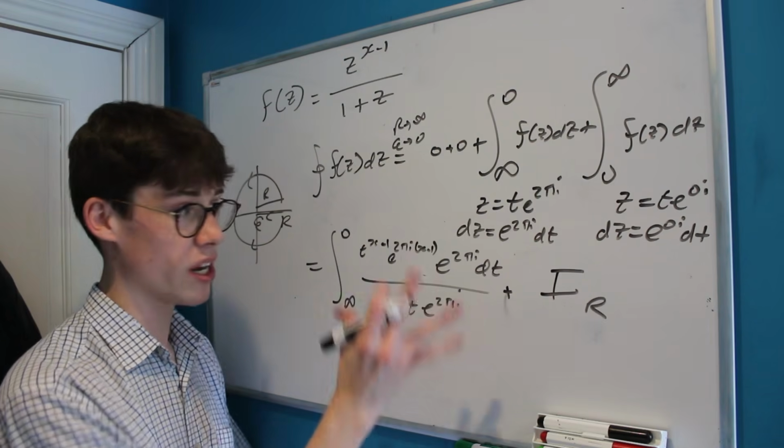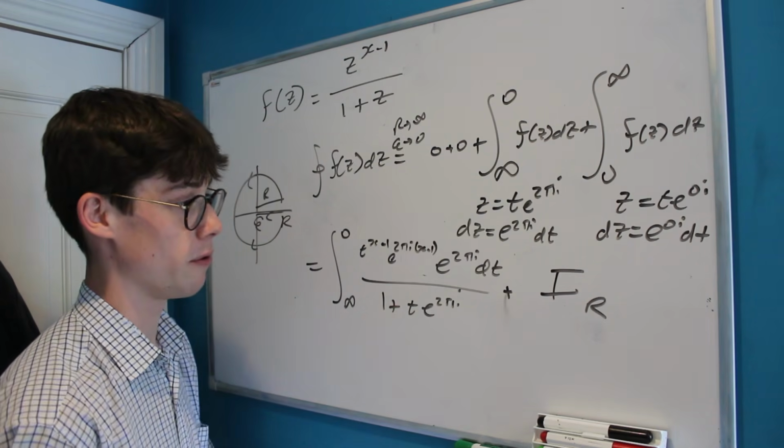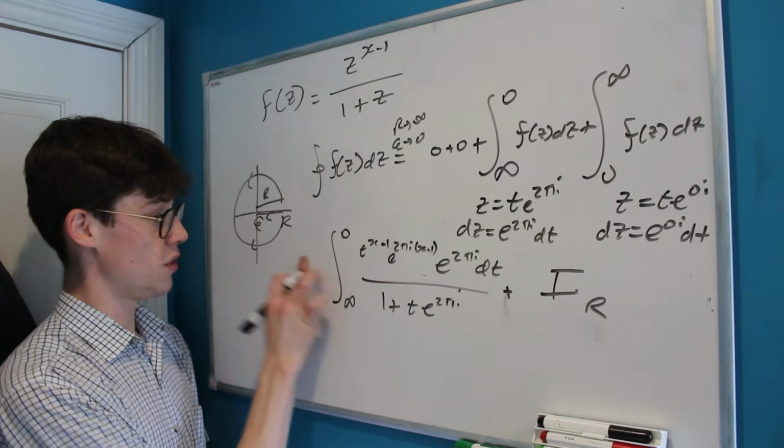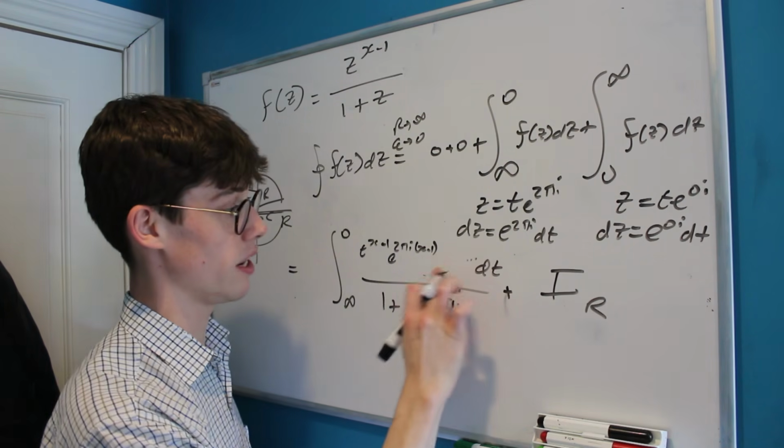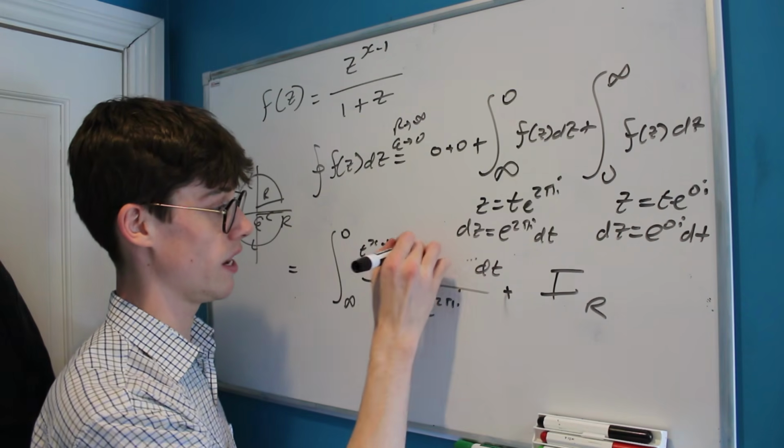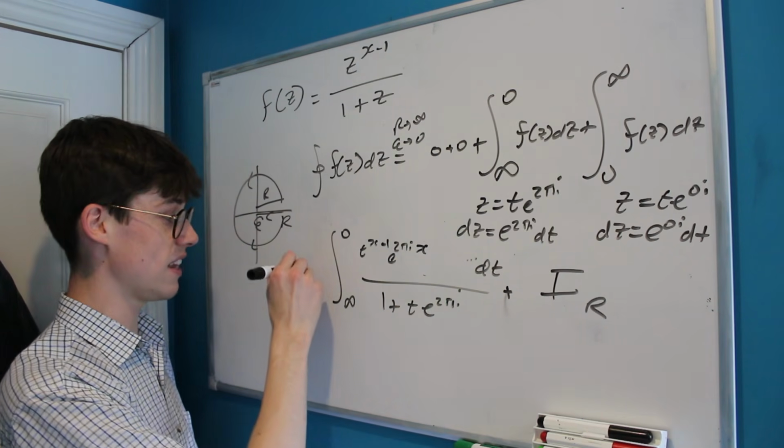Now this integral is quite close to that, but there's stuff going on. Firstly, I'm going to notice that e to the 2 pi i (x minus 1) times e to the 2 pi i is the same as e to the 2 pi i x. And secondly, I can take that out as a constant.